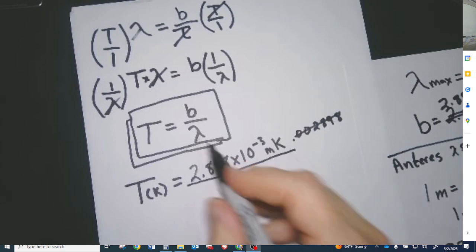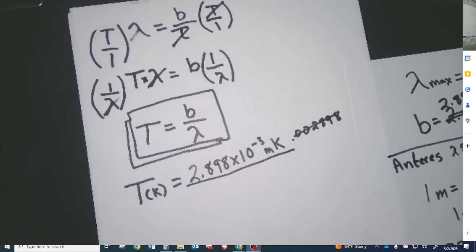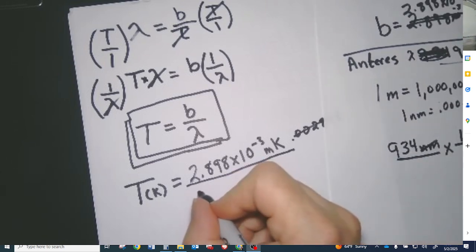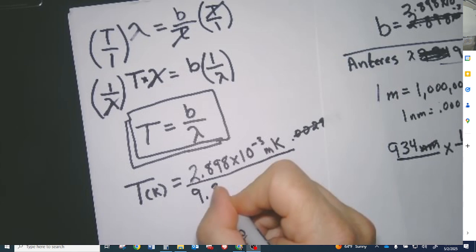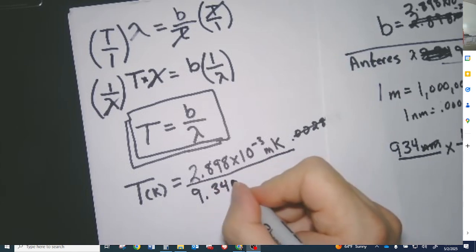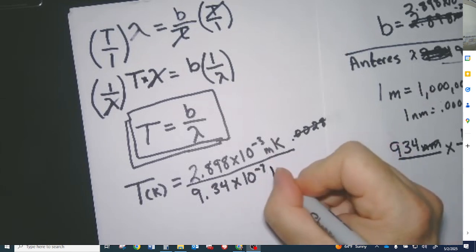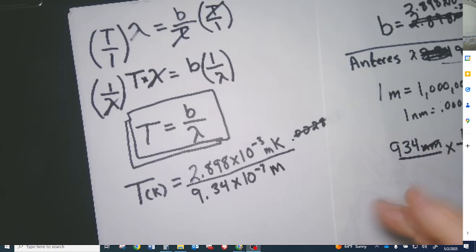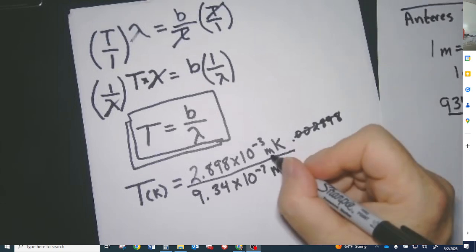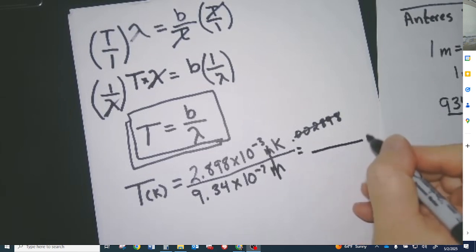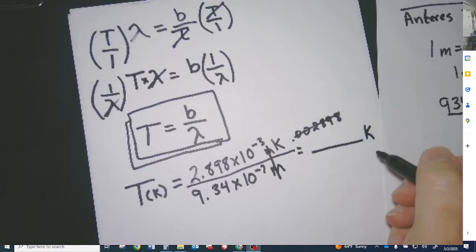And then we get the wavelength. The wavelength for Antares, if you remember, was this number right here, 9.34 times 10 to the negative 7. And that was in meters. Okay? So when I go to solve for this, meters will cancel out, leaving just some answer in Kelvin.